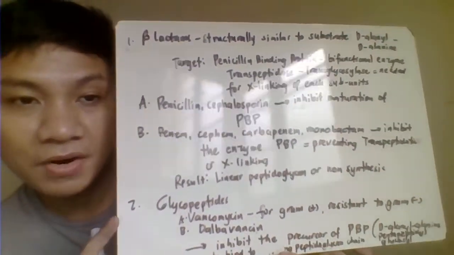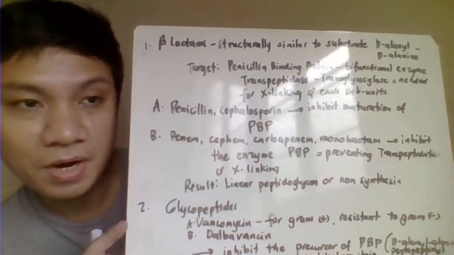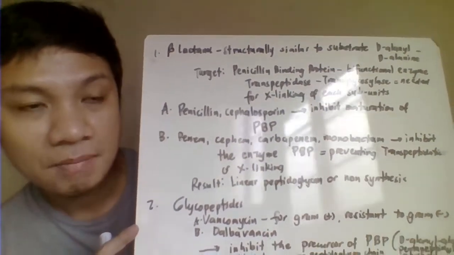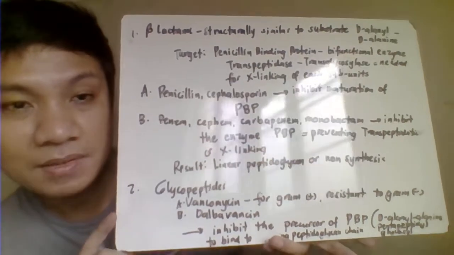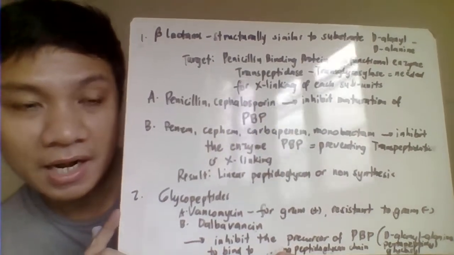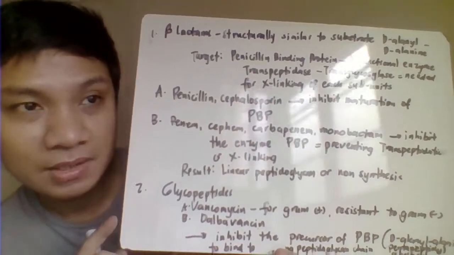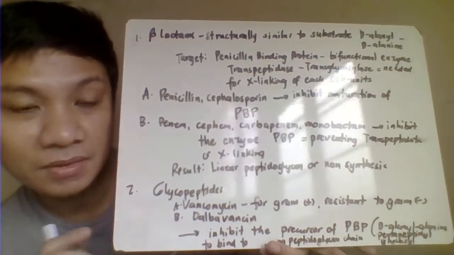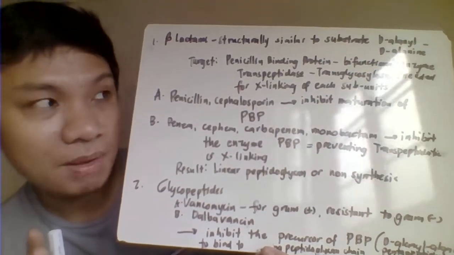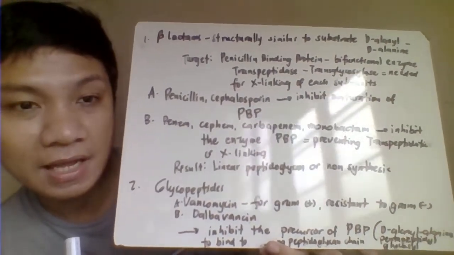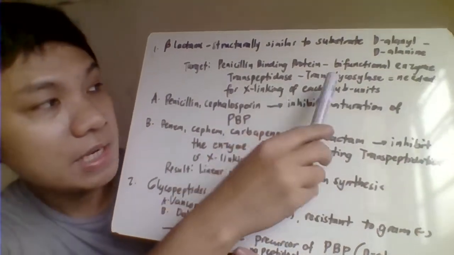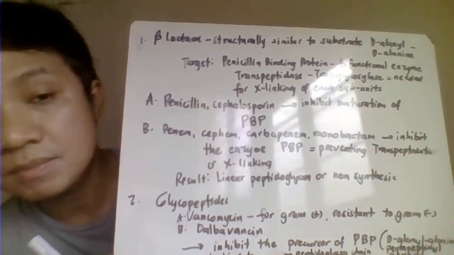Okay, the target of your beta-lactam ring here would be your PBP, or your penicillin binding protein. Penicillin binding protein are actually the enzyme. This is the bifunctional enzyme. Ito yung enzyme na transpeptidase saka transglycosylase. Yung transpeptidase, ano ginagawa ni transpeptidase?